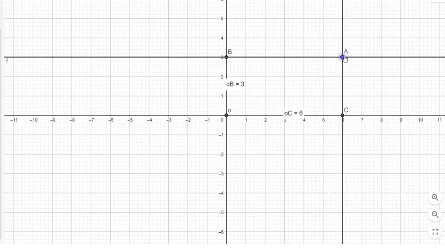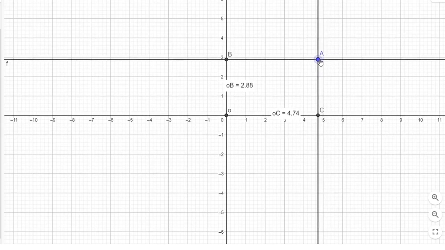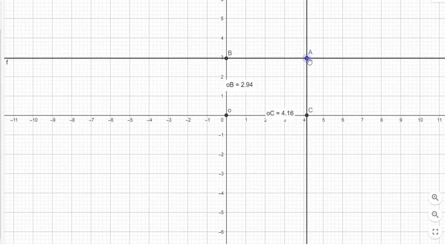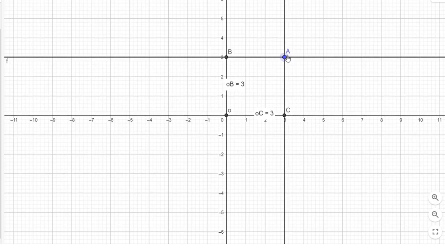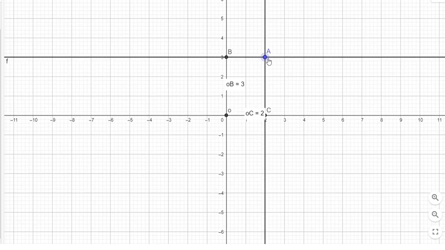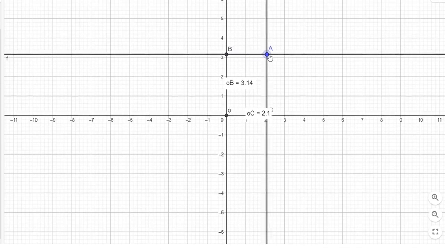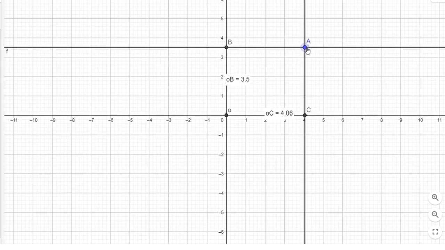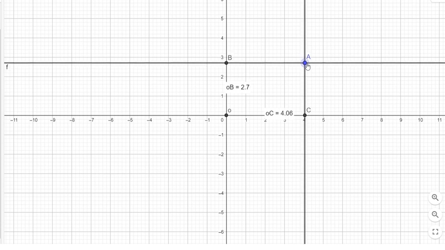Now let us see what happens if the point A is on the y-axis. Slowly I am moving the position of A towards the y-axis. Here OB is not changing but OC is decreasing. Slowly it is decreasing. As it has come onto the y-axis, we find that OC is 0. That is, the x coordinate has become 0. So for any point on the y-axis, the x coordinate is 0.